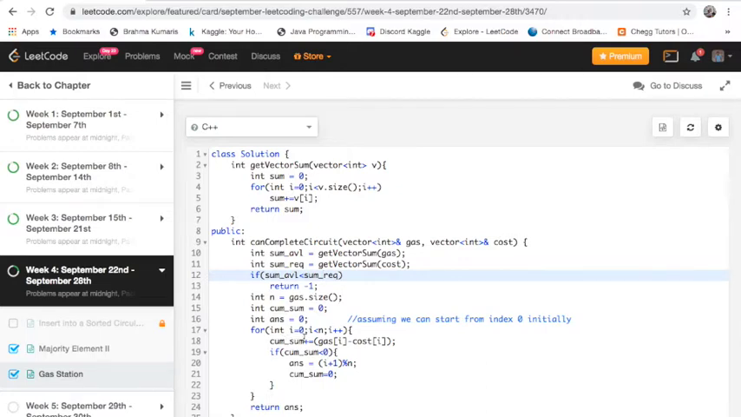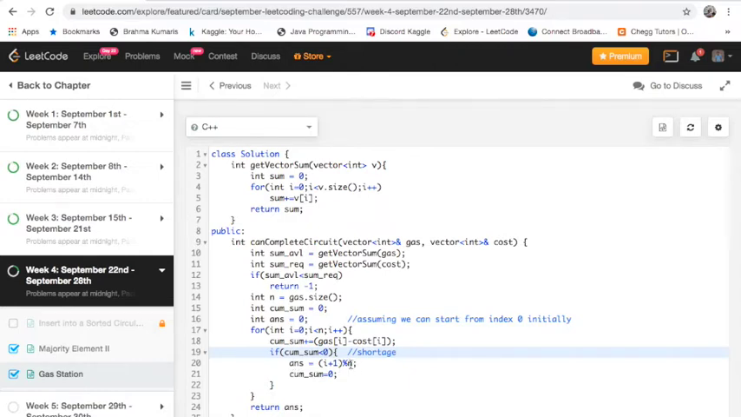Here, as you can see, I am iterating over all the stations. I am filling the gas and reducing the cost to reach the next station. If my fuel tank is showing that this value is negative, it means that there is a shortage. So I am trying to start from the next station. I am assuming that my answer will be the next station.